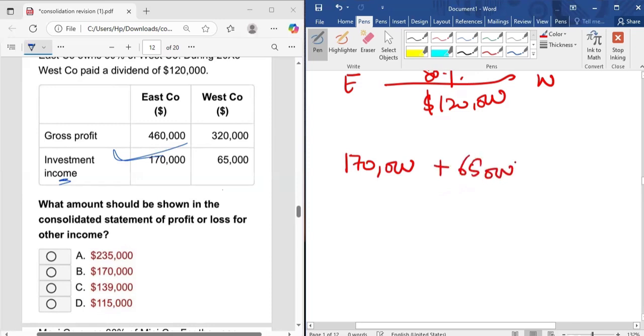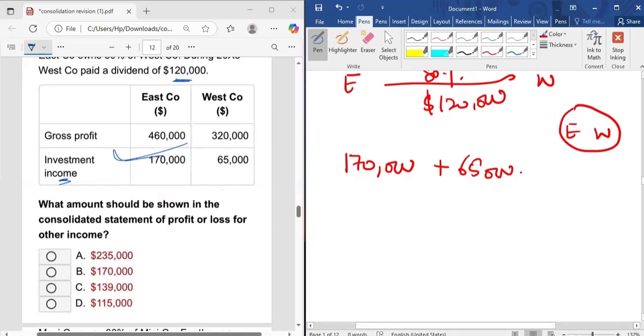West Company's investment income. But see, West Company has paid some dividend to East Company as well, because West Company in total has paid 1,20,000 of the dividend, right? But it has paid it to East Company as well. Now see, East and West are a part of the same group. This is just like transferring money from one pocket to another pocket. So we have to remove this effect.